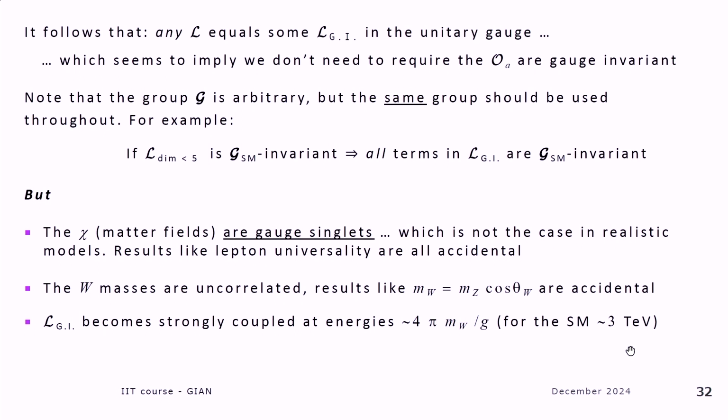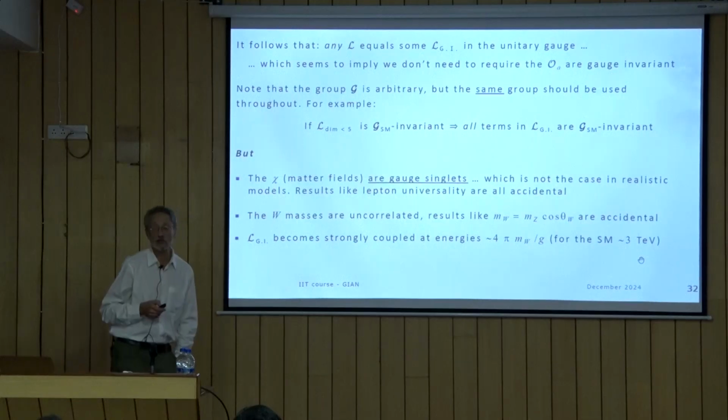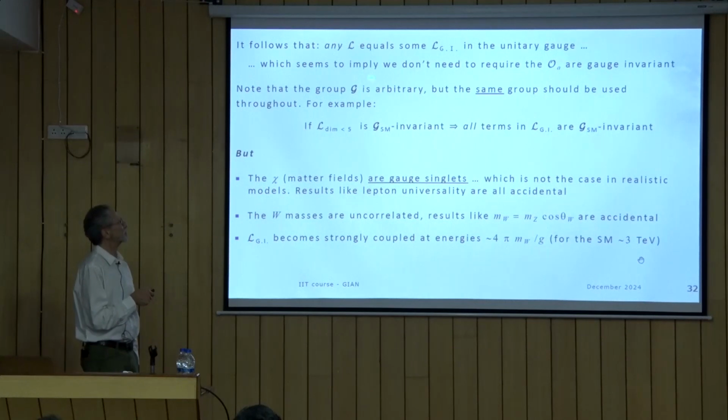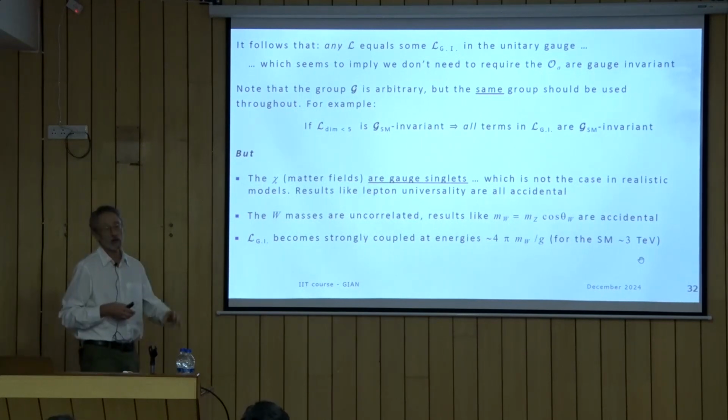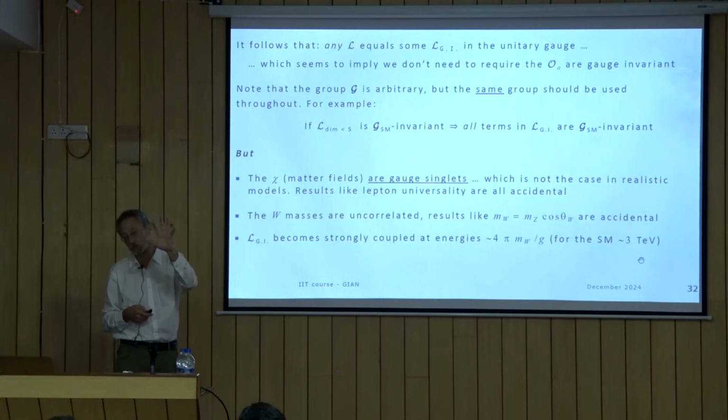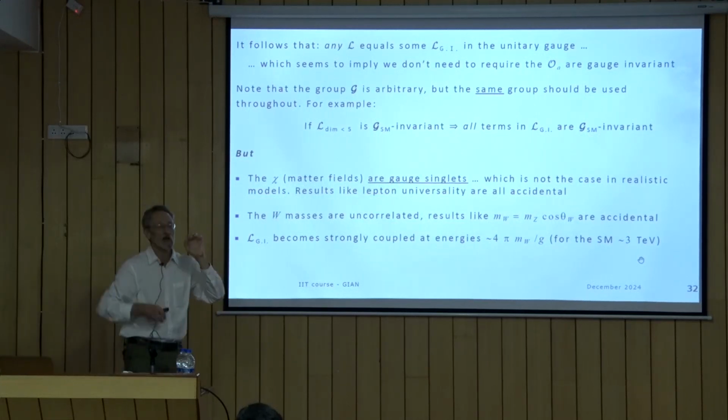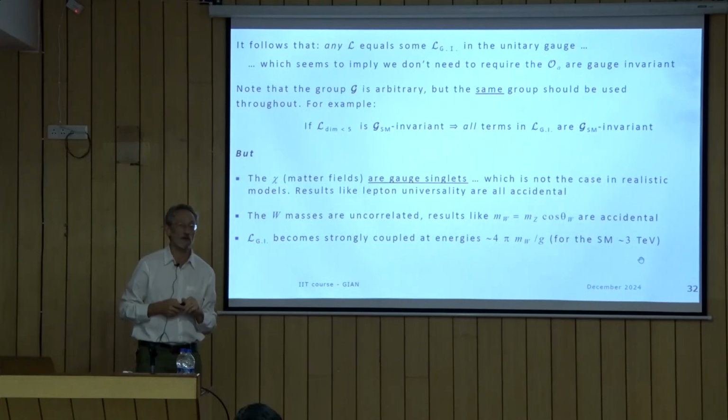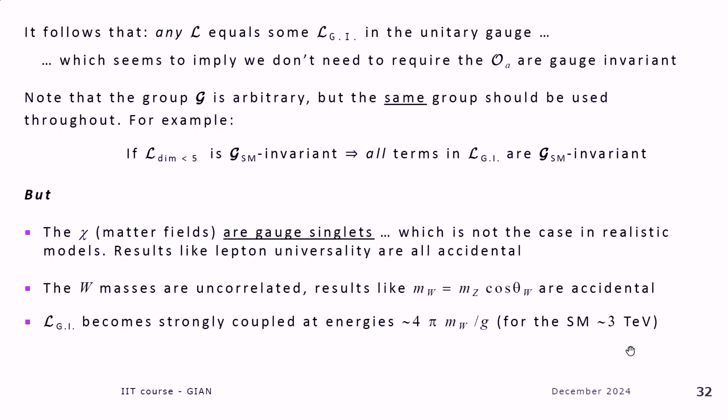So I'm just recapping what I said. Any L becomes some gauge invariant theory in the unitary gauge. So why should we require them to be gauge invariant? Before I continue, let me just note that the group G is arbitrary, as long as it's big enough to eat up all the W's you started with. But it's the same group everywhere. So if you have one operator that's invariant under group G, and another operator that's invariant under G prime, it must be that G is equal to G prime. Because you cannot choose different G's for different parts of the Lagrangian. That's really not allowed.